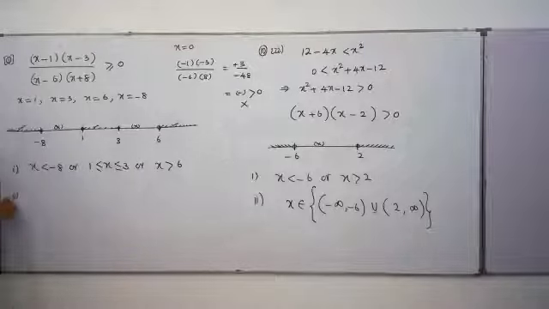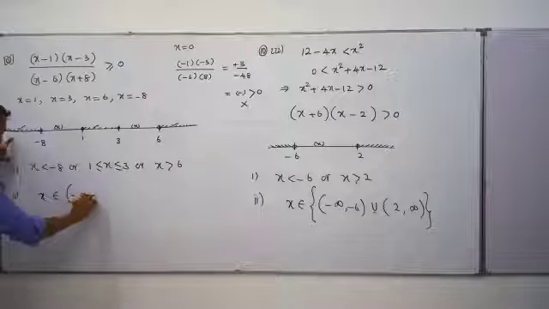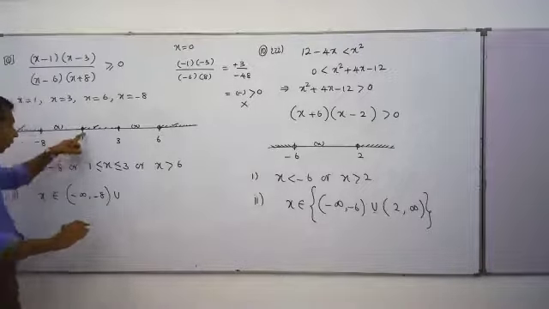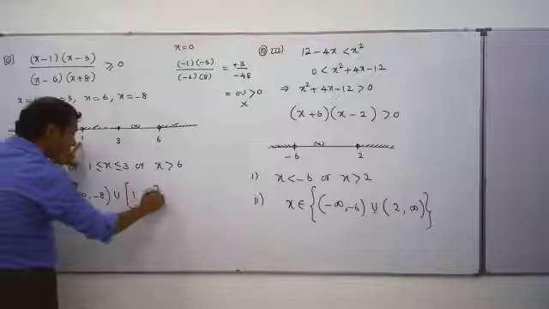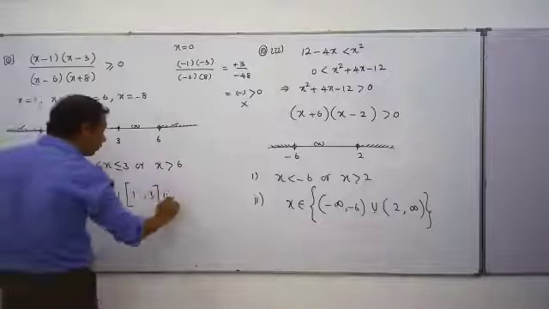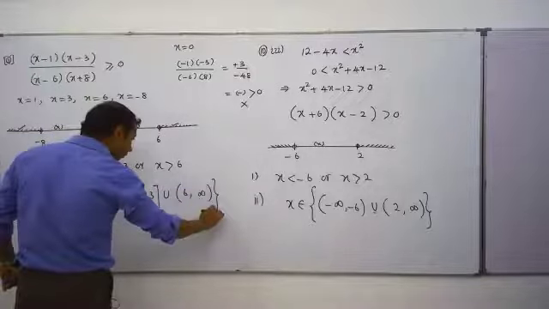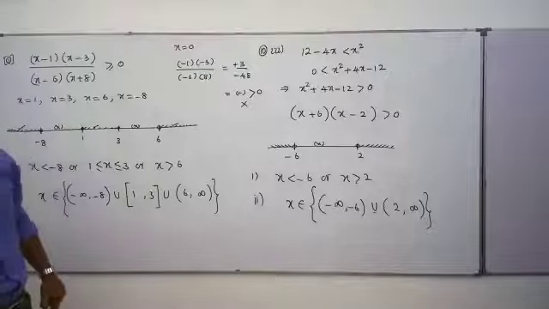The second way of writing is x belongs to minus infinity to minus 8, union, here x is included, so put the square bracket, 1, 3, union 6 up to infinity. x belongs to this. This is the second way. Whichever way, you can take one of these two ways. That's how we take that.